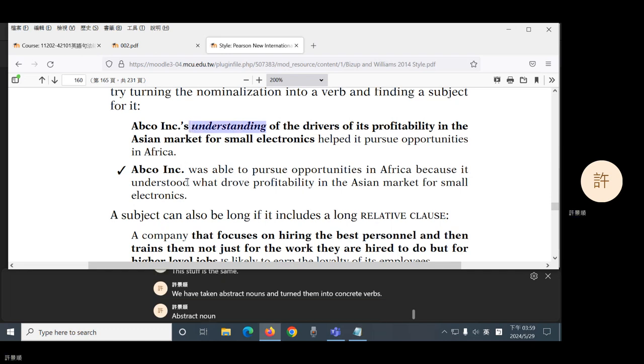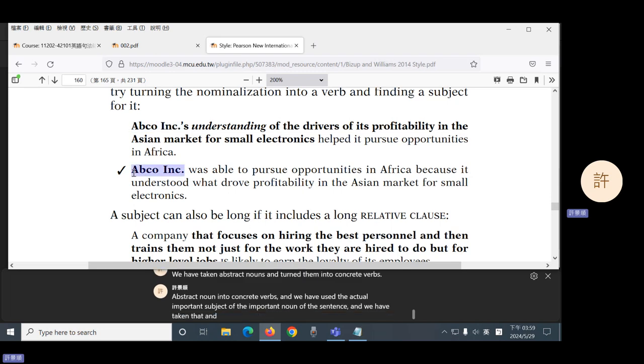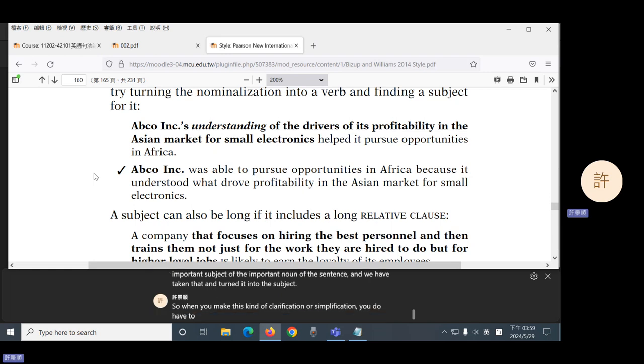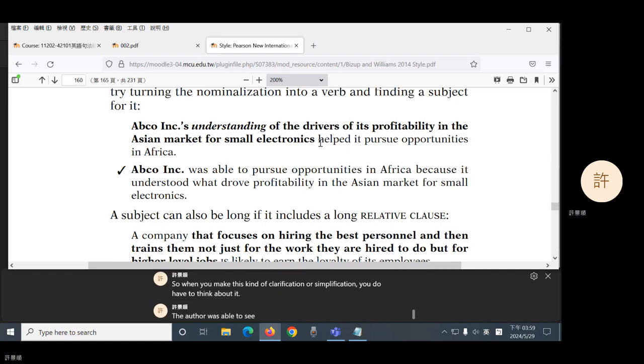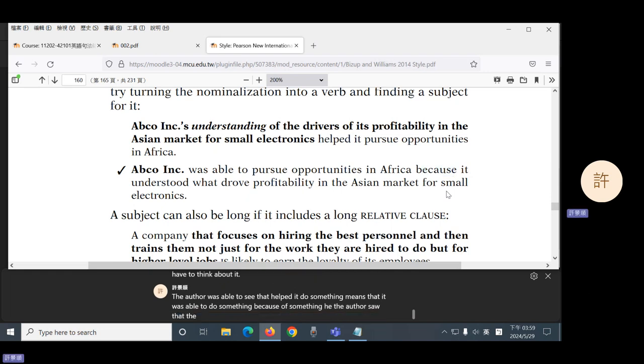Abstract noun into concrete verbs. And we have used the actual important subject, the important noun of the sentence, and we have turned it into the subject. So when you make this kind of clarification or simplification, you do have to think about it. The author was able to see that "helped it do something" means that it was able to do something because of something. The author saw that the logical relationship could be split into two parts.